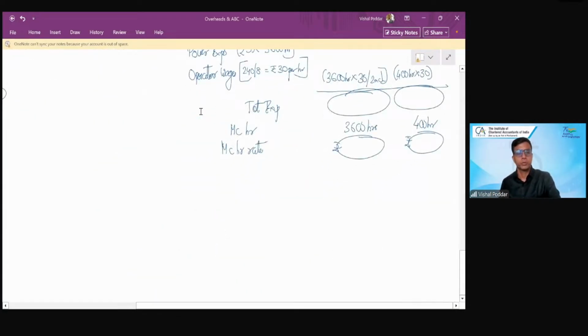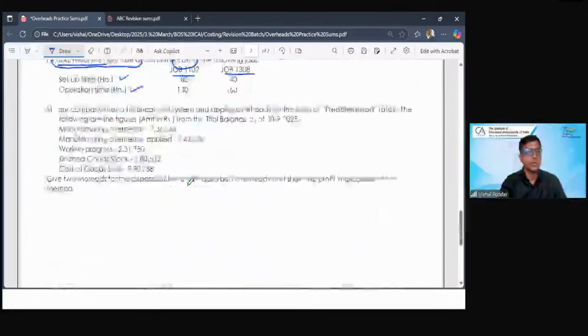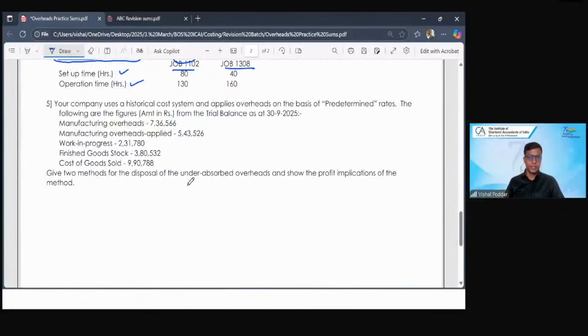Okay. So we go to the last part in overheads. We take up that next 10 minutes and then we go to our ABC. Now, what is the next thing in overheads is you have to do the treatment of under or over absorbed overheads. Now, what is this treatment? So see, at the end of the year, 1 second, student.